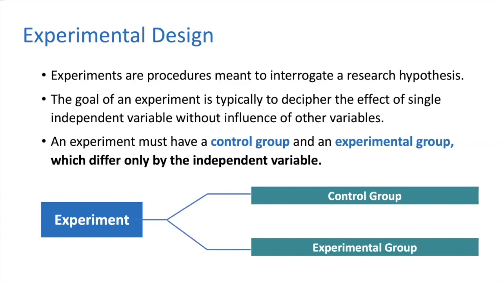For experimental designs, experiments are procedures meant to interrogate a research hypothesis. The goal of an experiment is typically to decipher the effect of one single independent variable without the influence of other variables. An experiment must have a control group and an experimental group. These groups are basically the same, except they differ by the independent variable, or the variable that is decided by the scientist.